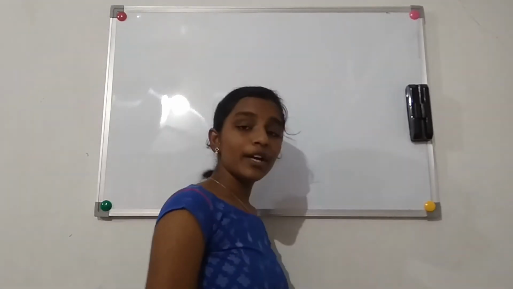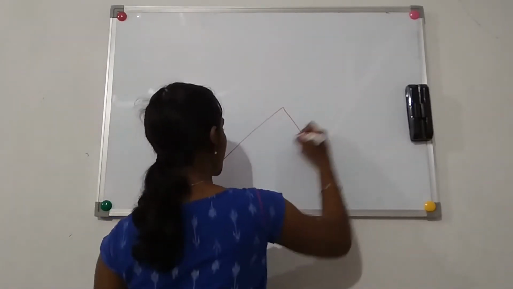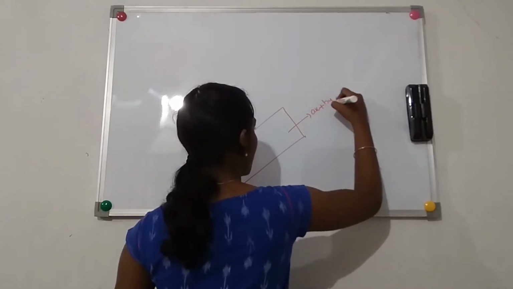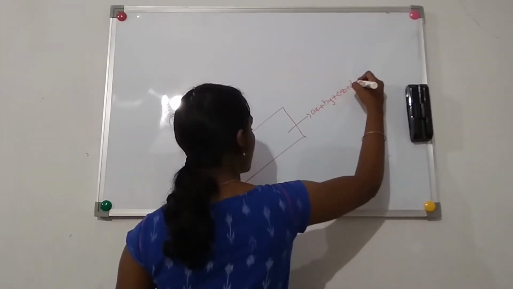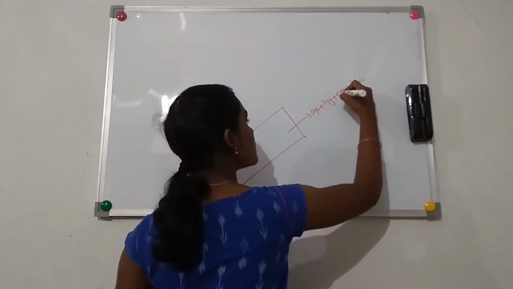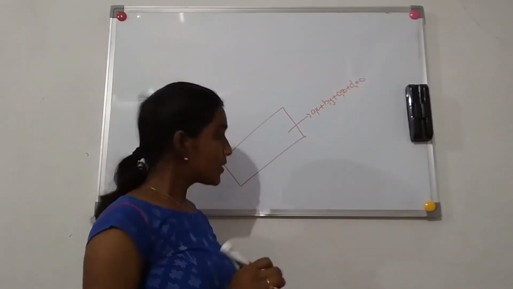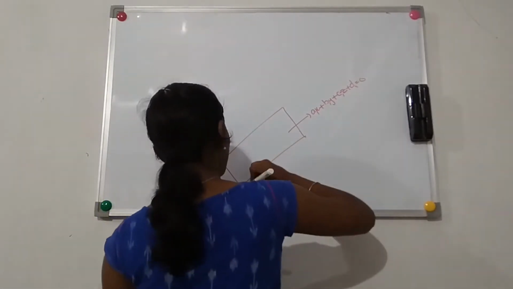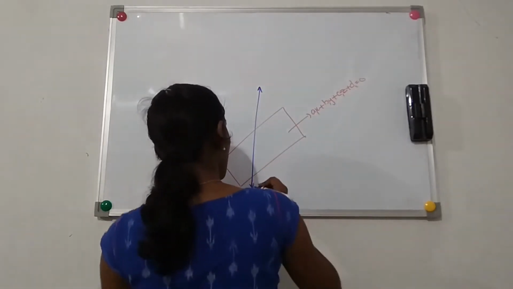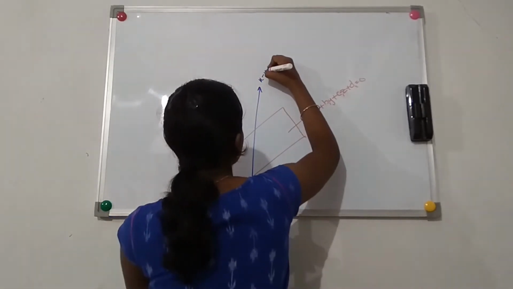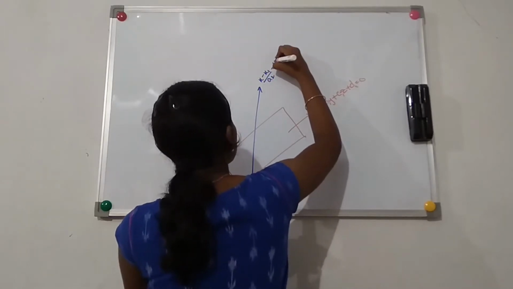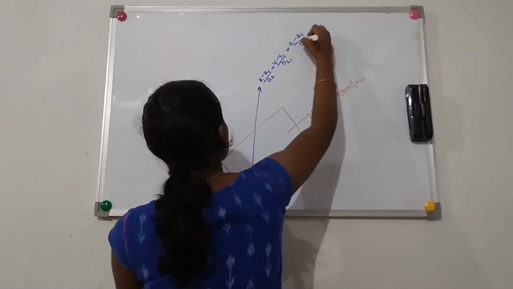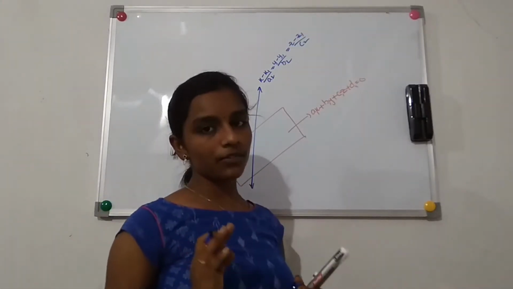Let me tell you. Suppose there's a plane like this, that is a x plus b y plus c z plus d equals 0. Let me call them a1, b1, c1, d1. And I also have a line. That line is like this, and the equation of the line is (x minus x1) by a2 equals (y minus y1) by b2 equals (z minus z1) by c2. Okay, this is the equation of the line.